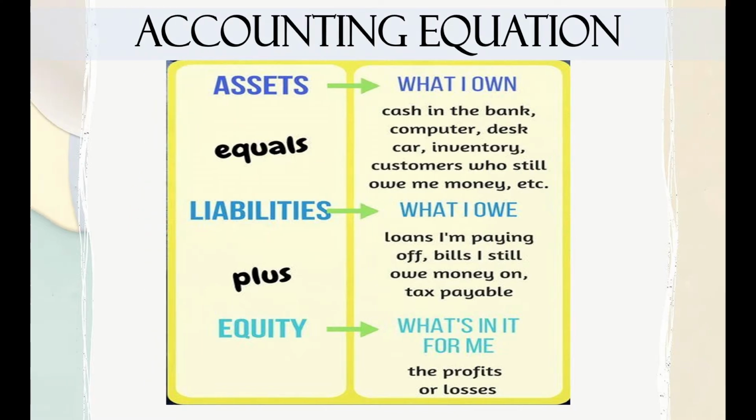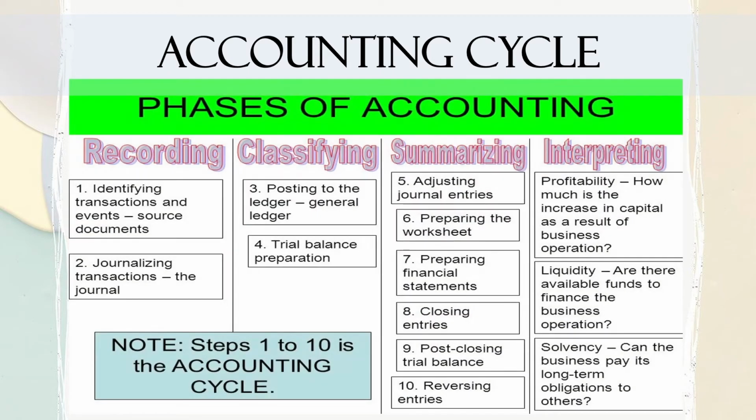Next is the accounting cycle. In the previous discussion, the 10 steps in the accounting cycle were already discussed. However, in this illustration, you can see here that we have grouped each step from 1 up to 10 and incorporated them into the phase of accounting that it belongs. So we were already done with step 1 during our previous class discussion. And now, we will proceed to steps 2, 3, and 4.